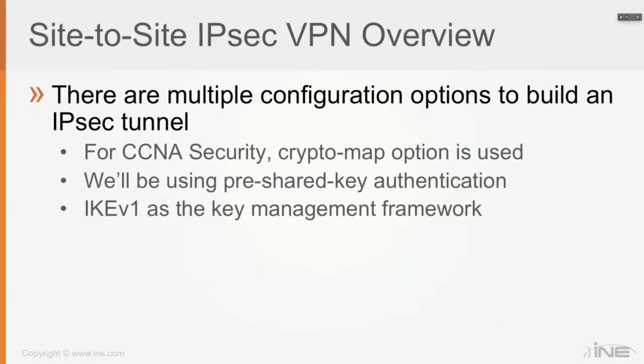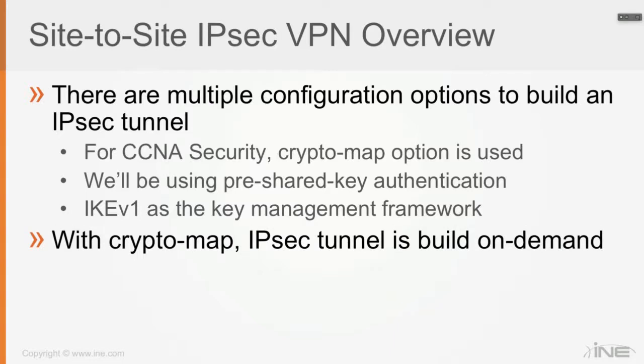So as I said before, there are multiple configuration options to build an IPsec VPN tunnel, but for the CCNA security exam, CryptoMap is in the scope of that. We're going to use CryptoMap. We're going to make use of pre-shared key authentication to authenticate the VPN peers, and we're going to make use of IKE or IKEv1 as the key management framework.